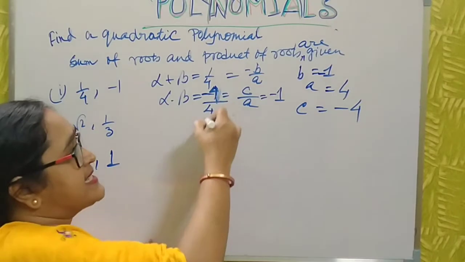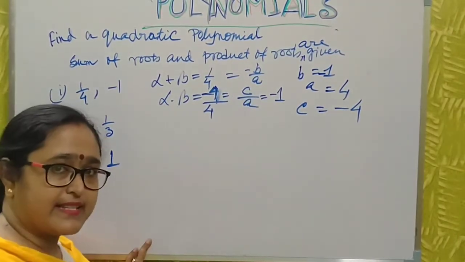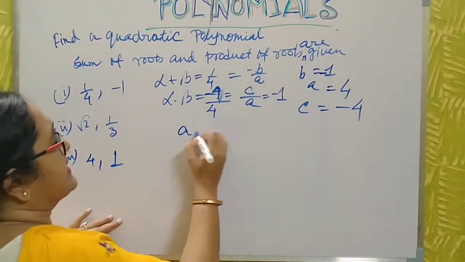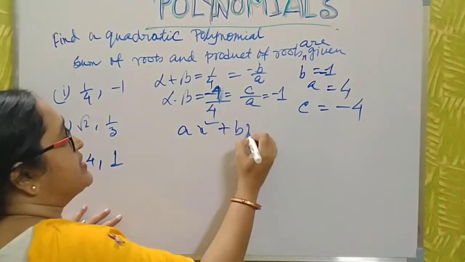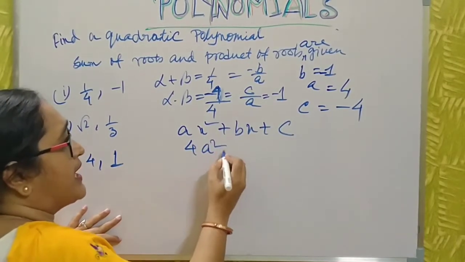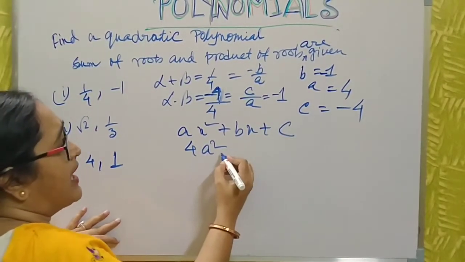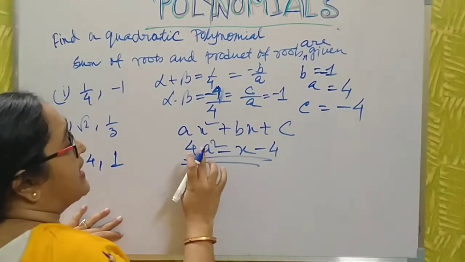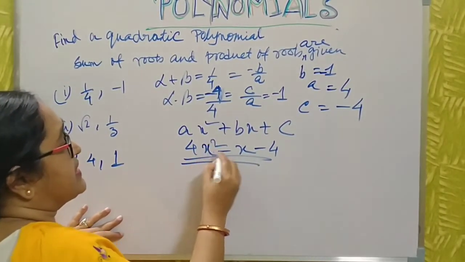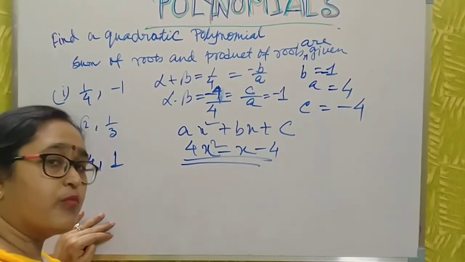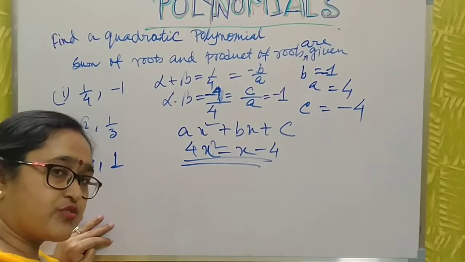For the balancing, you just write like this, then you put the values in ax square plus bx plus c. a is 4, so this is 4x square. b is minus 1, so minus x. c is minus 4. This is the required quadratic polynomial.